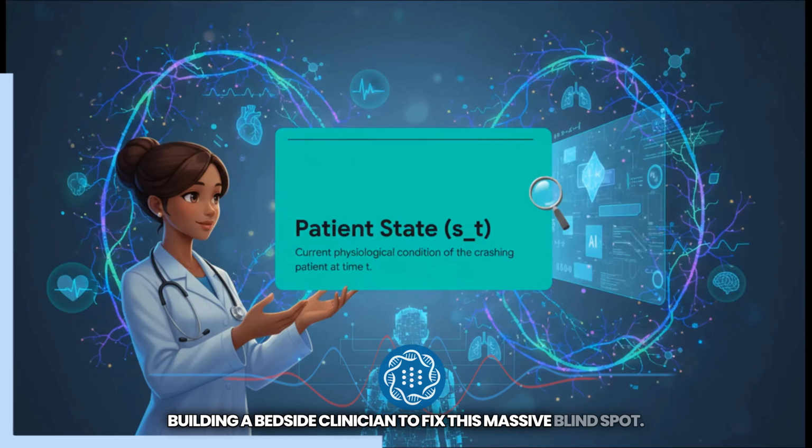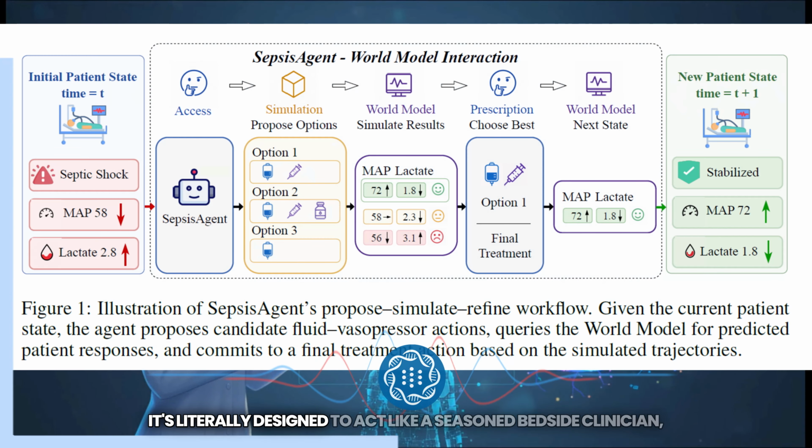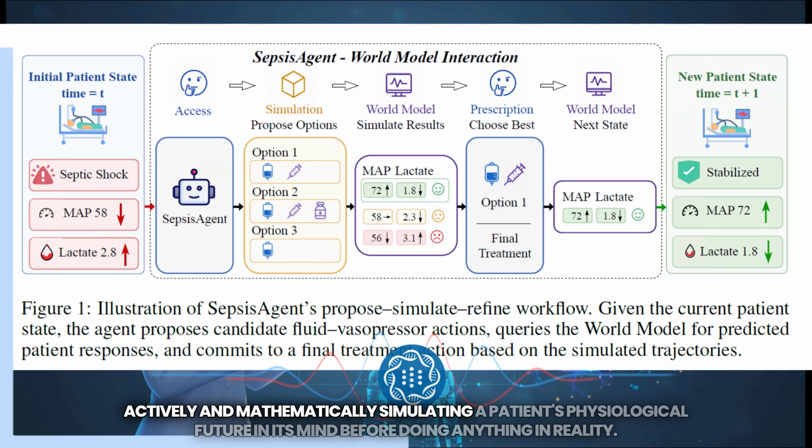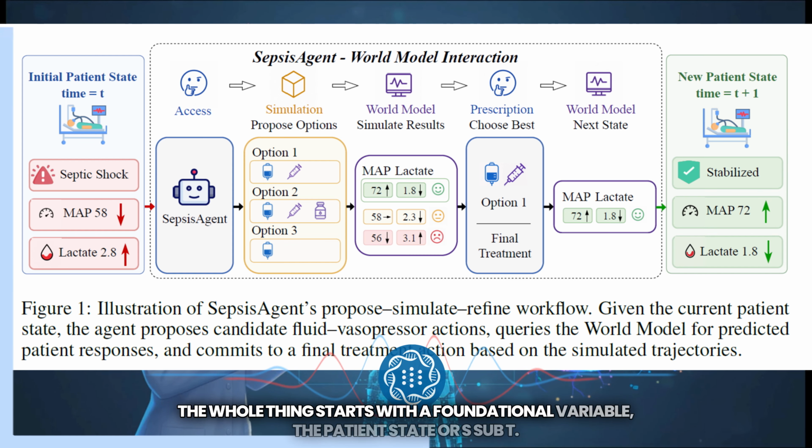To fix this massive blind spot, researchers engineered an entirely new architecture called SepsisAgent. It's literally designed to act like a seasoned bedside clinician, actively and mathematically simulating a patient's physiological future in its mind before doing anything in reality. Let's break down the math from the paper. The whole thing starts with a foundational variable, the patient state, or S sub t.